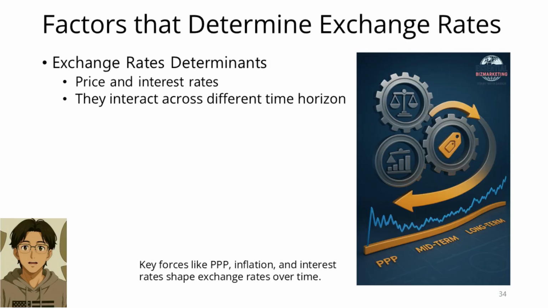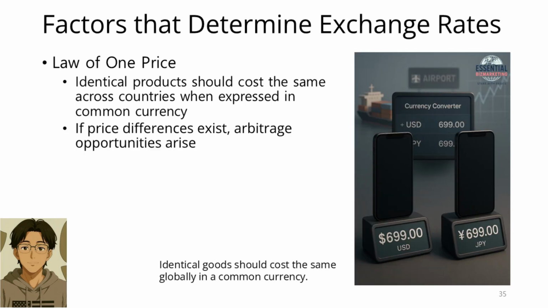Let's begin with the two core forces behind exchange rates. Prices and interest rates interact over different time horizons to influence currency values. Together, they shape both short-term volatility and long-term trends in exchange rates. Among the key factors, let's start with prices. The law of one price states that identical goods should sell for the same amount globally when expressed in a common currency. If not, arbitrage occurs as buyers shift toward the cheaper market.